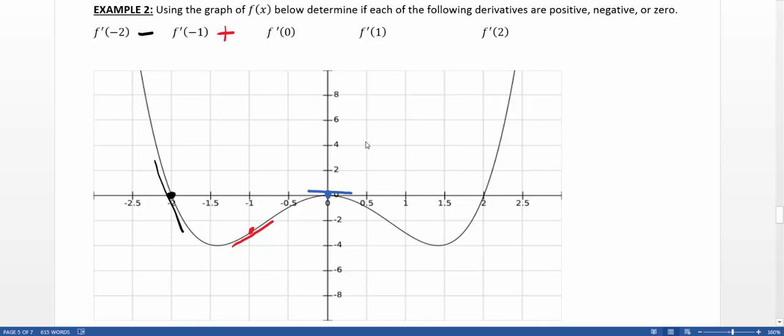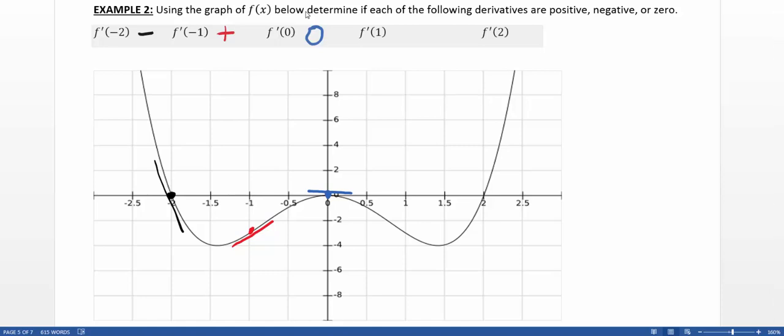The line here looks like it's horizontal. And if your line is horizontal, that means that the slope of the line is 0. So that means in this case, my derivative, or my instantaneous rate of change, is 0. So that's going to happen whenever you have a horizontal tangent line.